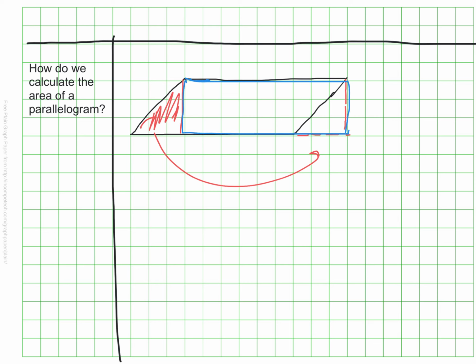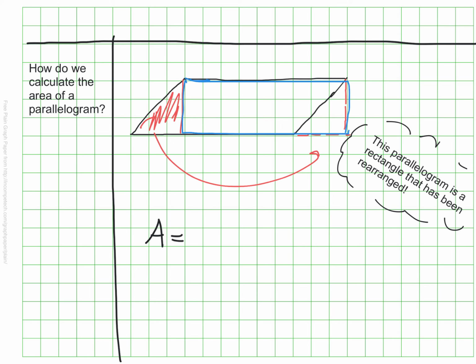Right? So a parallelogram could be described as a rectangle that has been rearranged. And because this parallelogram is simply a typical rectangle that's been rearranged, we can actually find the area the same way we find the area of a rectangle. The area can be found by simply multiplying either the length times the width, or the base times the height.